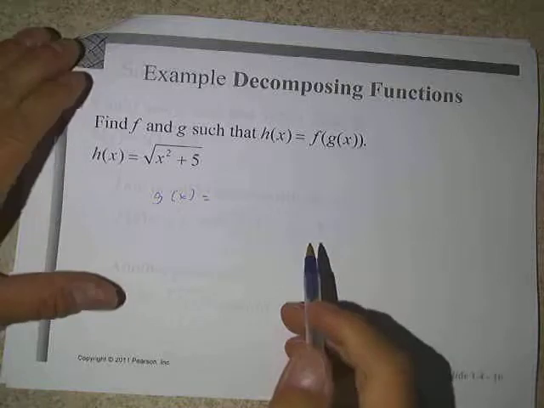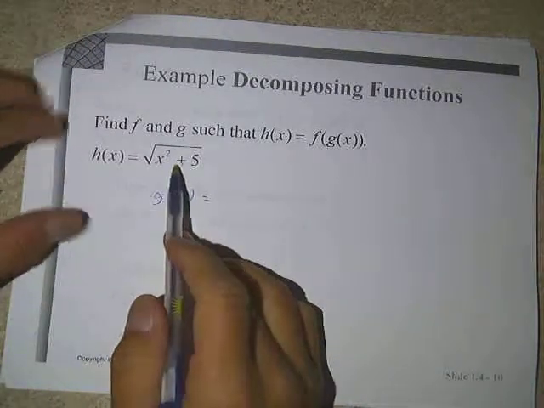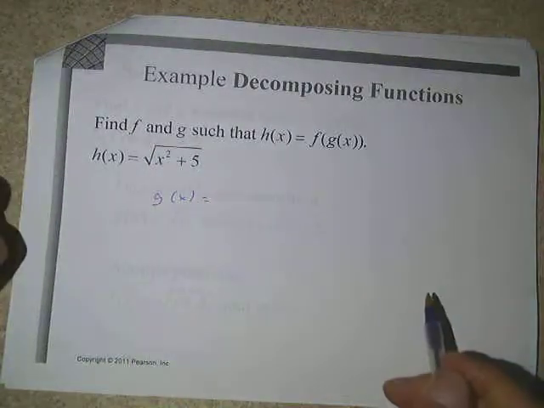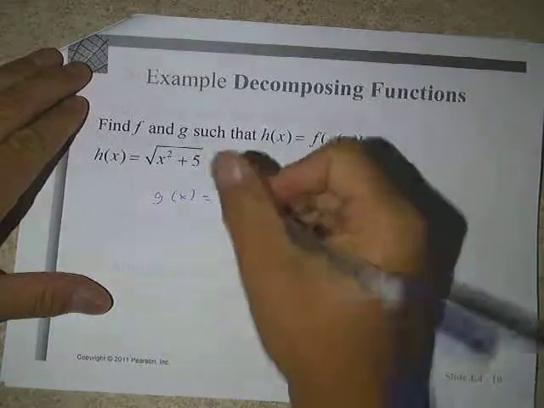Whatever I would do first if I were to plug an x in here, I would square it and then add 5. I would do that first, and then last I would take the what? I would take the square root. So that kind of guides you to what is the inside and what's the outside function in this case.